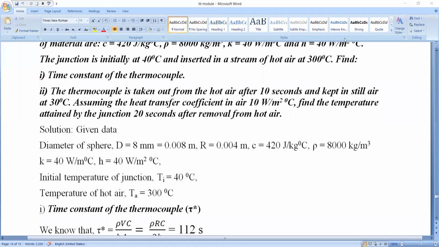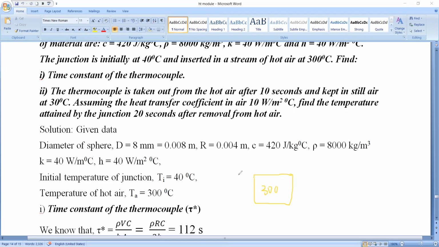Let me take this as the hot air atmosphere, which is at 300 degrees centigrade.